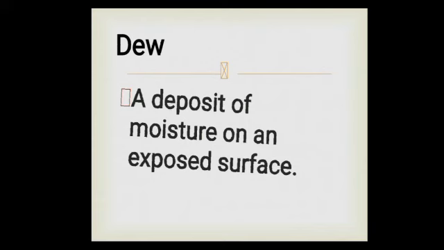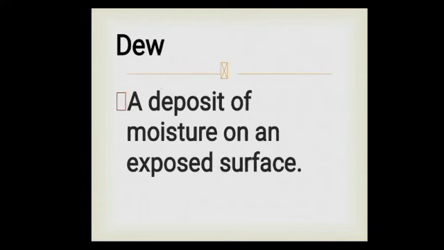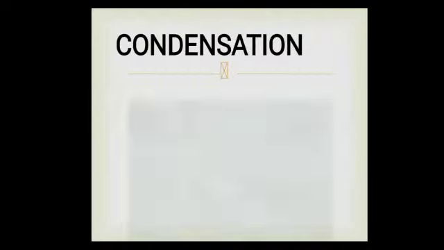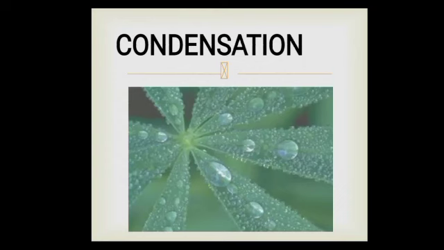Dew is a deposit of moisture on an exposed surface. So, ito yung example. Ayan. So, yung mga hamog sa dahon. Galing yan sa water vapor. Yung water vapor is gas state yon na kapag gabi, bumababa ang temperature ng environment. Kaya ang nangyayari sa water vapor na nasa atmosphere, lumalamig siya, bumabalik siya sa pagiging water.